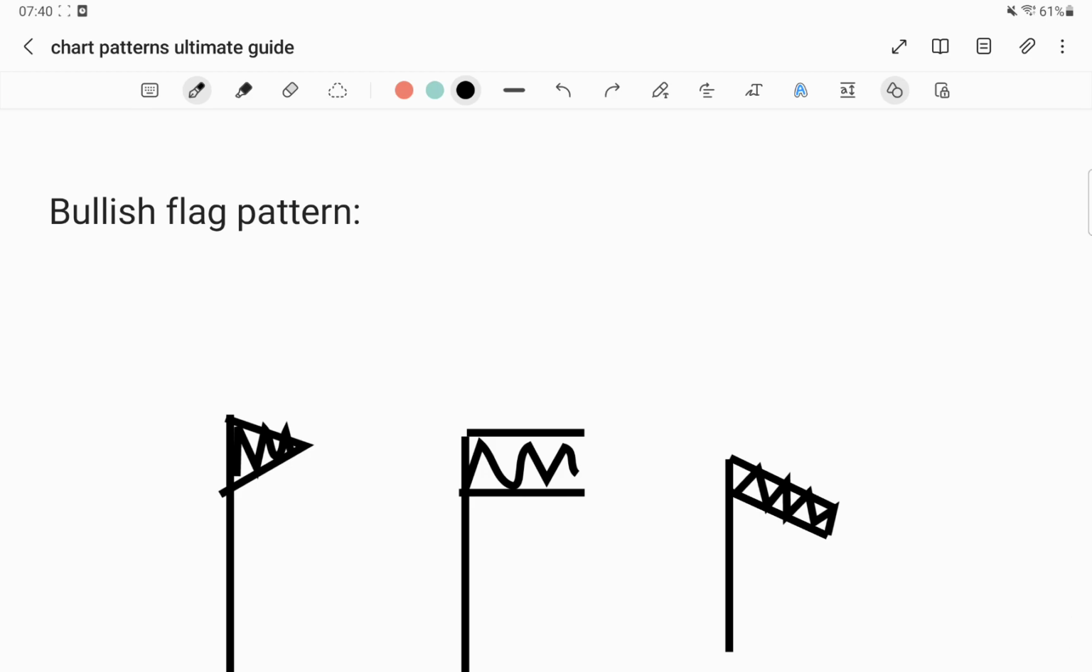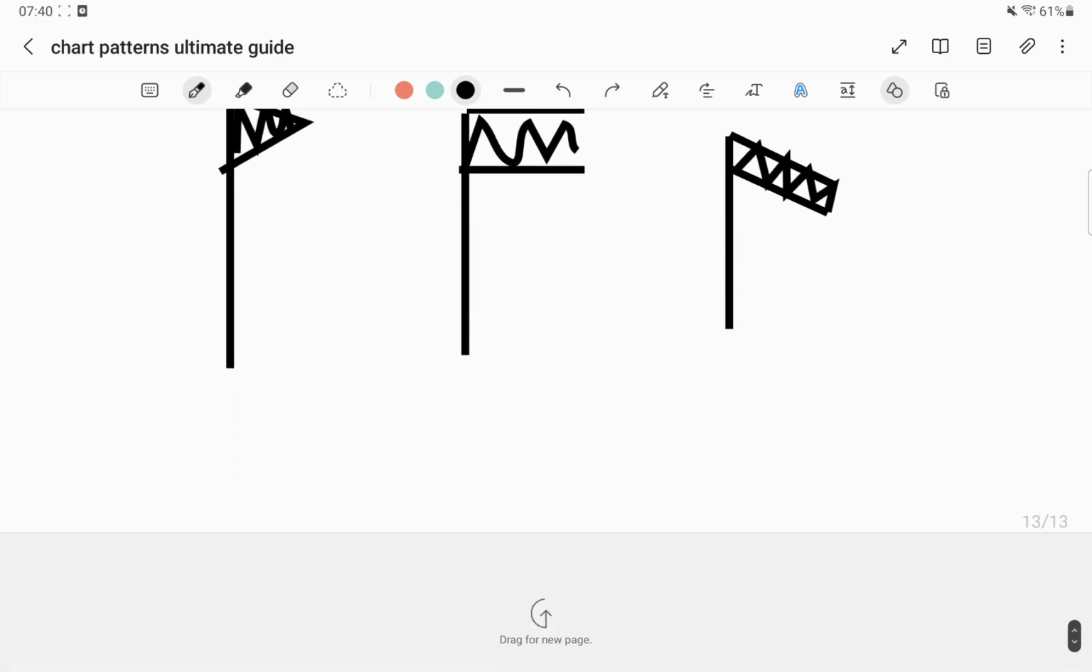Same as before, you put your entries in, as you would normally for most patterns. You wait for a retest and then put the entries in. I think that's all of them.